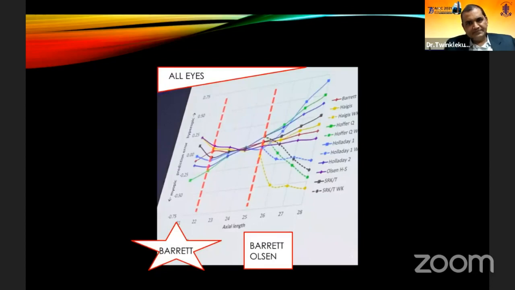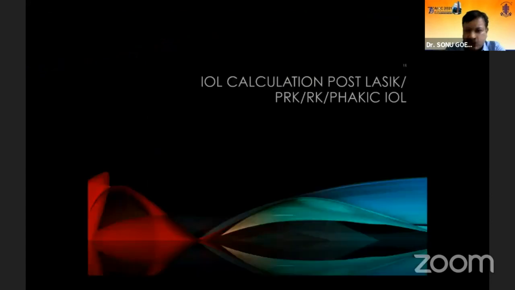On the extreme right, you see an axial length between 25 to 30, and on the extreme left is less than 22. If you see, the Barrett and the Olsen formulas are straight, depicted by the red line, so they stand true for all the variability in axial length. That means whether it is a short eye, long eye, or a normal eye, these are the universal formulas which can be taken into consideration.